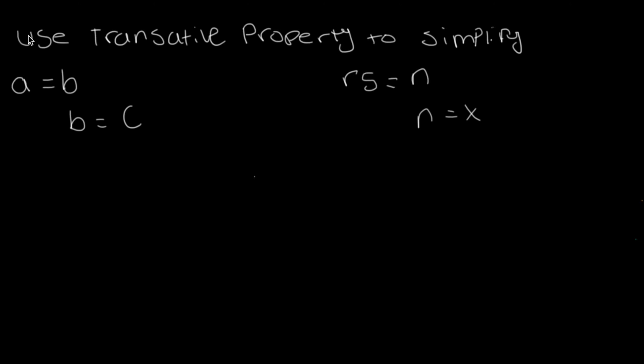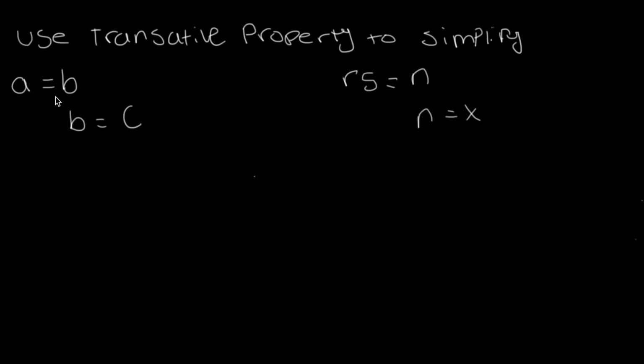Talking about what we call the transitive property. It's another fundamental property of algebra. So the transitive property states that when one value is equal to another. For example, in our first example right over here, we have A is equal to B. We also know that B is equal to C.